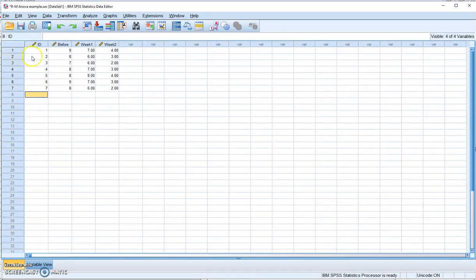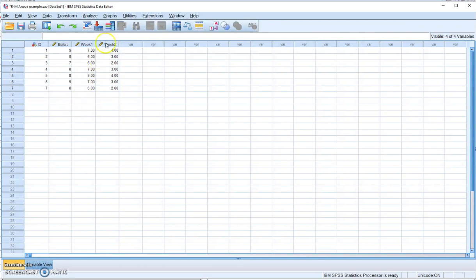Remember that every line is for one observation, and every column is for one collection of variables. So we have 3 trials. We collected data 3 times: before, 1 week, and 2 weeks. So they need to be entered in 3 different columns.